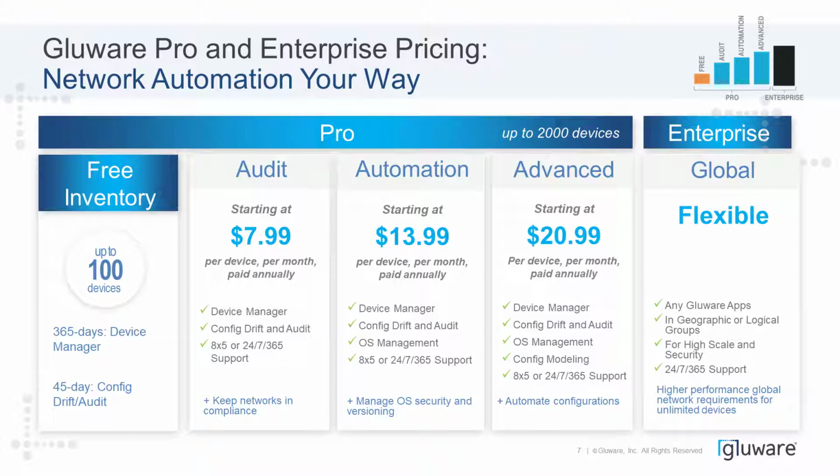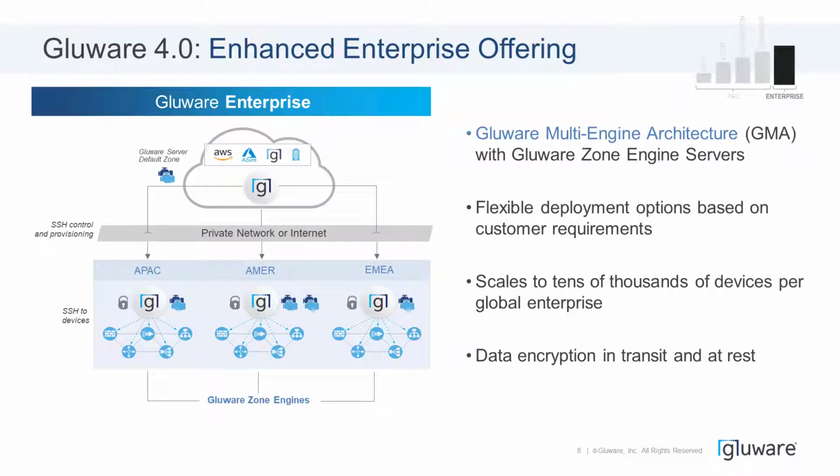So very excited to have a tiered offering. Especially Pro is a SaaS-based offering where we're handling the management of the application and the infrastructure for you, and you just turn the key and start automating your network. So let's dive deeper into Gluware 4.0 and the enhancements around our enterprise offering.